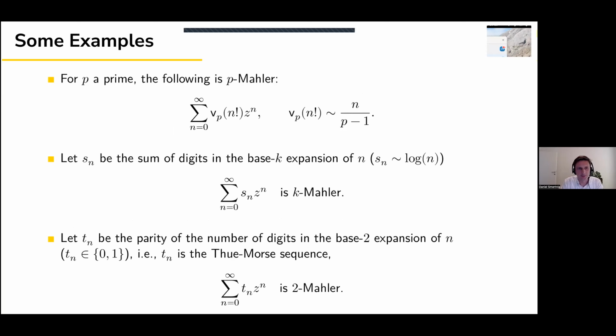Or a slight variation on that. Instead of taking the sum of digits, you take the parity in the binary expansion. So if n has an odd number of ones in the binary expansion, you make it 1 and you make it a 0 if it has an even number of ones. This is the Thue-Morse sequence, and this gives you a 2-Mahler function if you take it as the sequence of coefficients of a power series. So these are some examples of k-Mahler series with different kinds of growth. I didn't say it for the last two, but the sum of digits is of course log n, and for the Thue-Morse sequence you just get 0 and 1. So here you have finitely many coefficients.